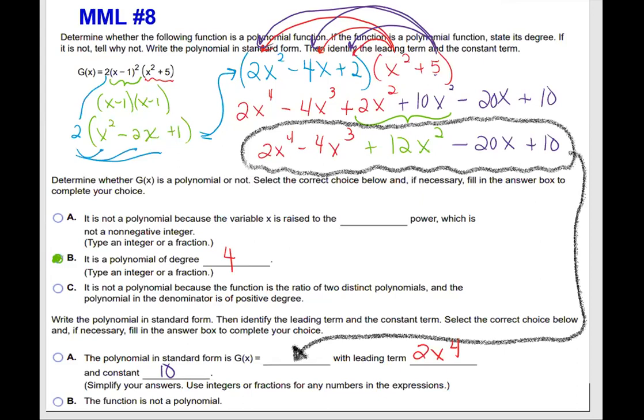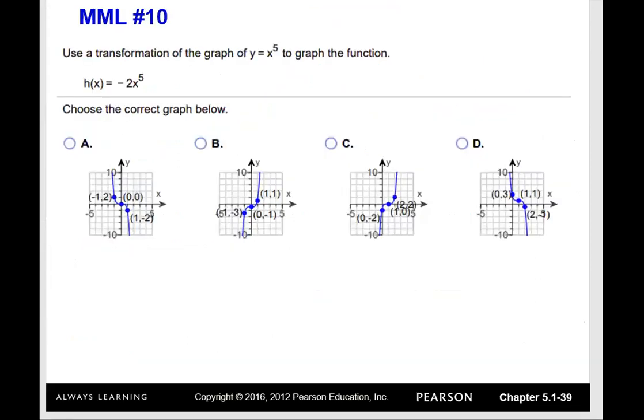That was fun. All right, next problem's a lot easier. It's just look at the graph and pick an answer. We like these.